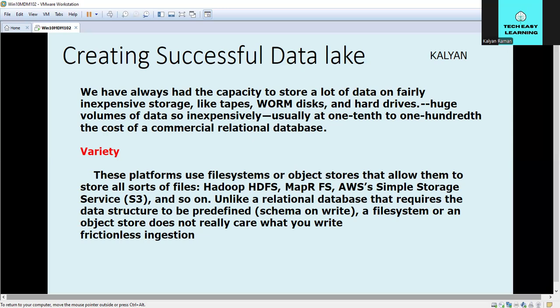Unlike the relational database that requires the data structure to be predefined, that is called schema on write. I already explained the difference between schema on write and schema on read. Here, you can store the data in files. That means it allows us to load the data without any friction. The object store does not really care what you write.